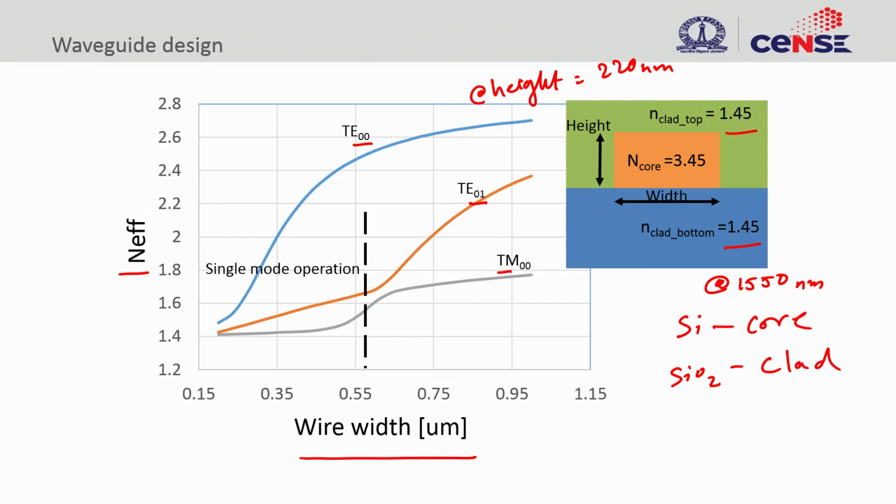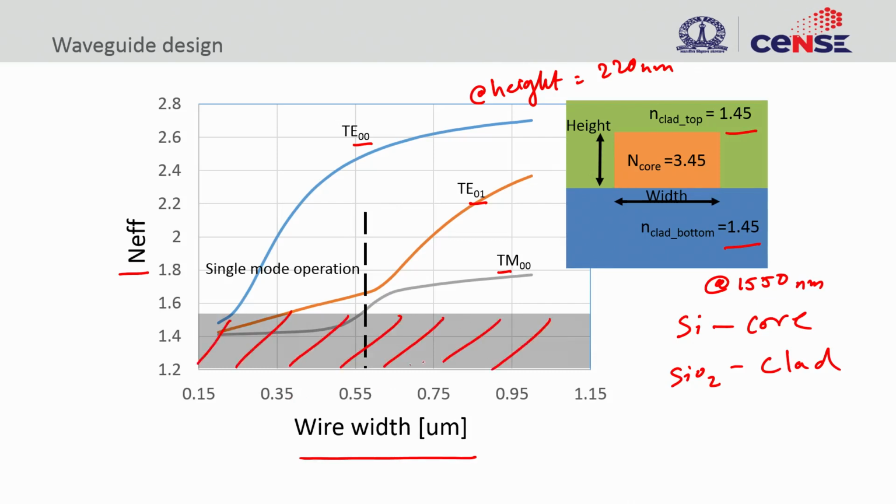So, once you have this, you can see a certain region is marked gray here. This is what we call the cutoff region. We already studied cutoff in our waveguide design. The cutoff region is where the modes, or the solutions, are not confined in the waveguide.